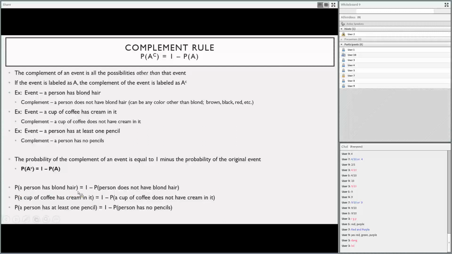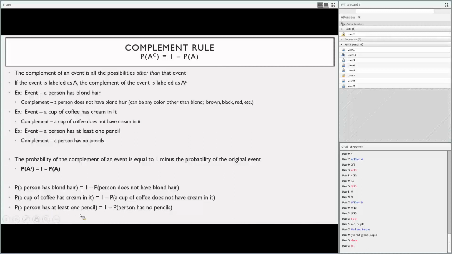So using these same examples we had here, if I wanted to calculate the probability of these, the probability that a person has blonde hair is equal to 1 minus the probability that the person does not have blonde hair. The probability that a cup of coffee has cream in it is equal to 1 minus the probability that the coffee does not have cream in it. And the probability that a person has at least one pencil is equal to 1 minus the probability that a person has no pencils.